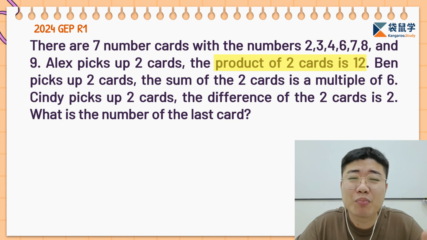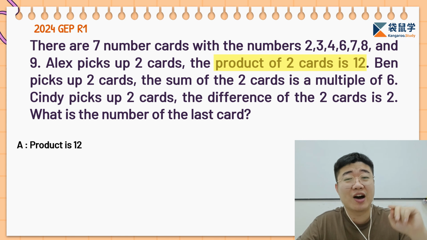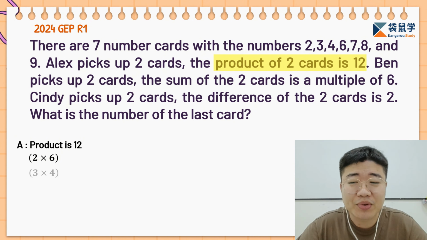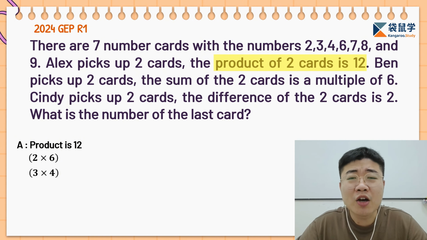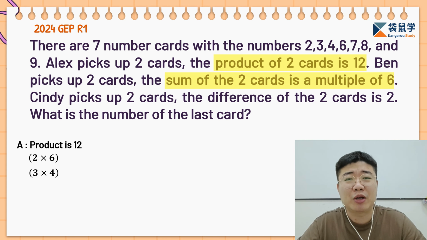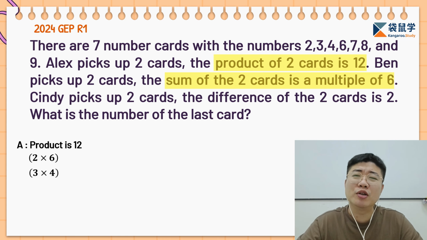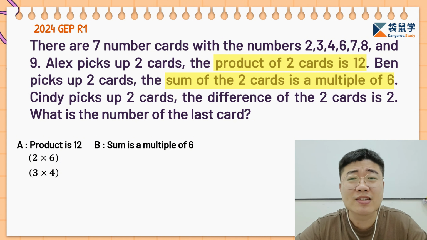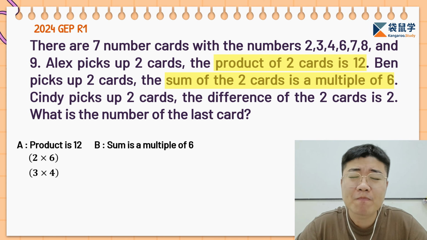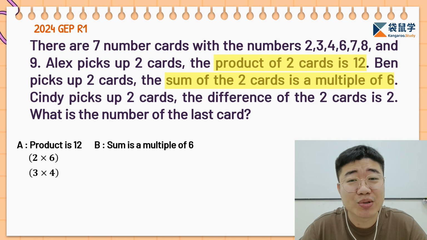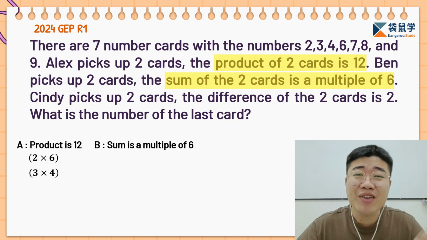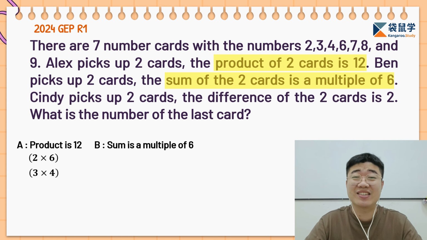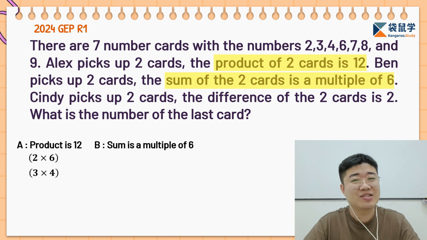For Alex, the product of the 2 cards is 12. Just now we already discussed, it can be 2 times 6 equal to 12, or it can be 3 times 4 equal to 12. Now for Ben, the sum of the numbers is a multiple of 6. So everyone, what are multiples of 6? A multiple of 6 is 6 times another whole number. For example, 6 times 1 equal to 6. That's a multiple of 6. Or 6 times 2 equal to 12. That's also a multiple of 6. Or 6 times 3, 6 times 4, 6 times 5, and so on and so forth.